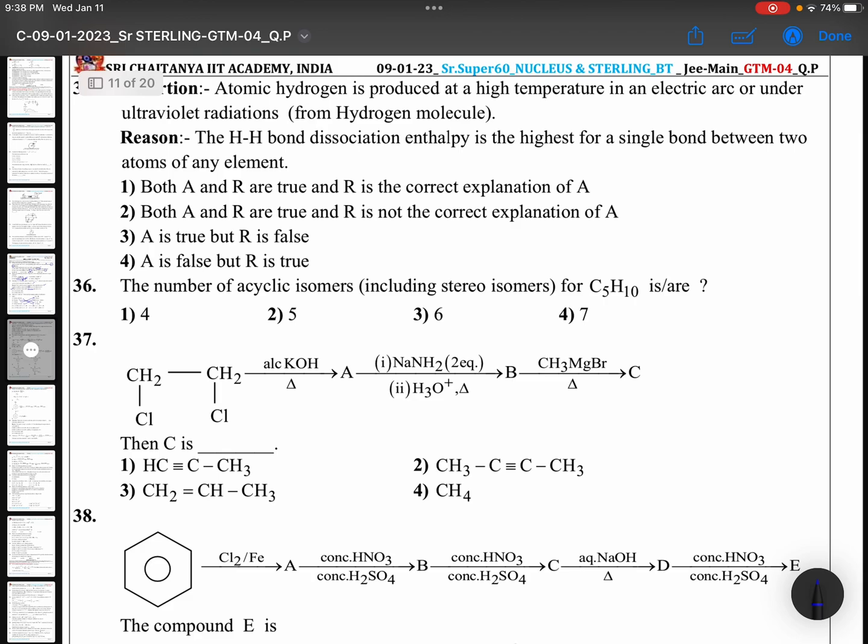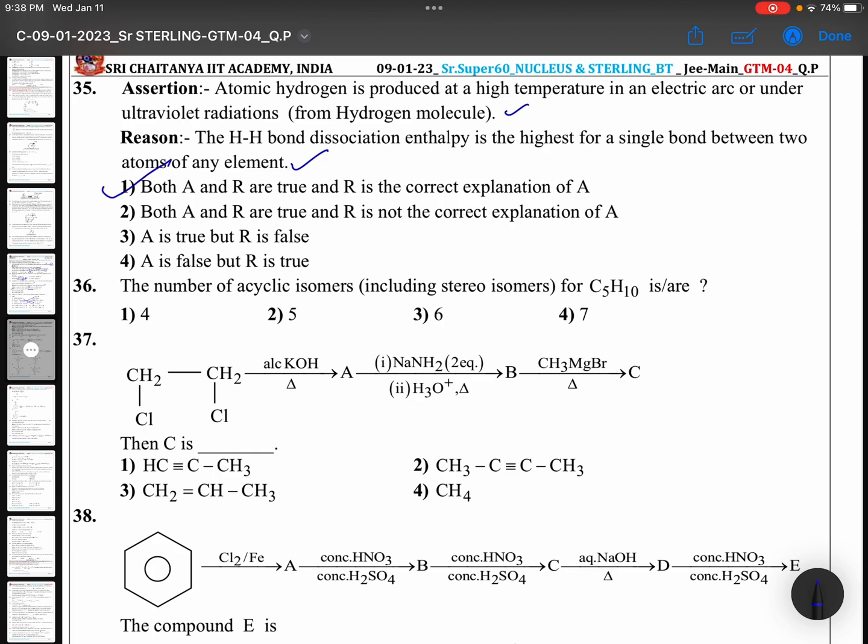Atomic hydrogen is produced at a high temperature in an electric arc or under ultraviolet radiations, right? NCERT statement. The hydrogen-hydrogen bond dissociation enthalpy is the highest for a single bond between two atoms of any element. Exactly right explanation too.